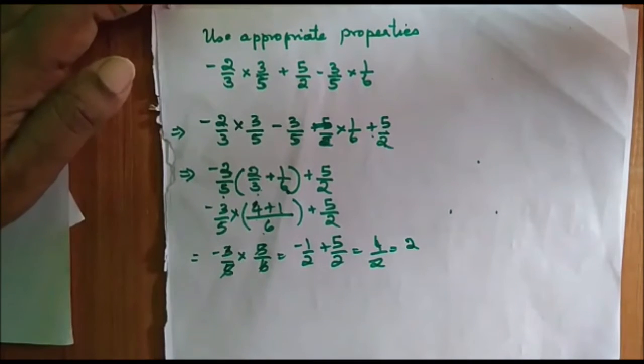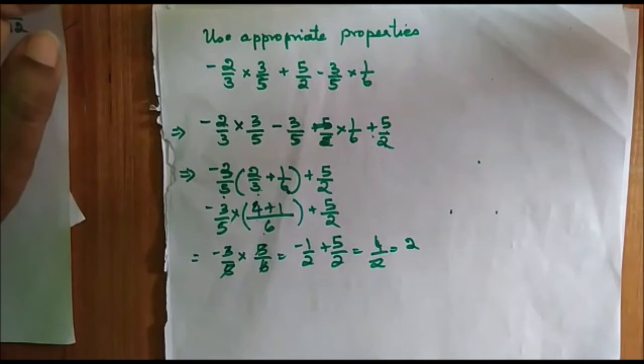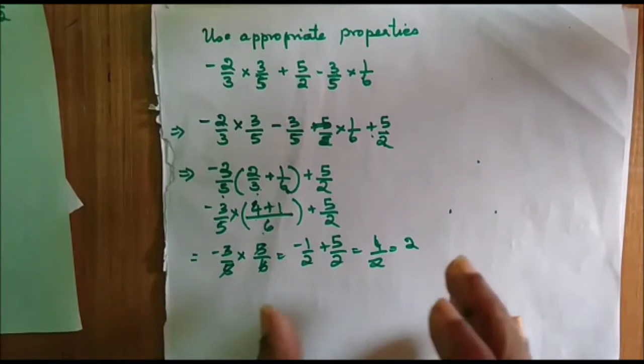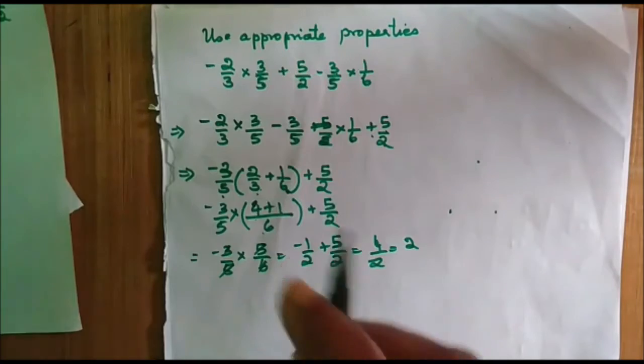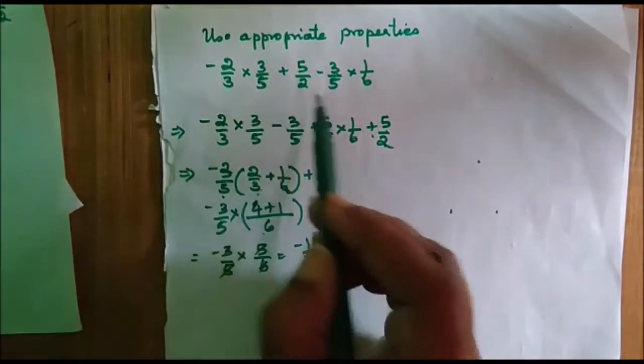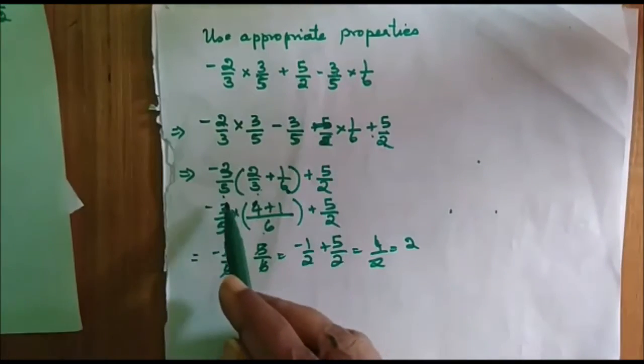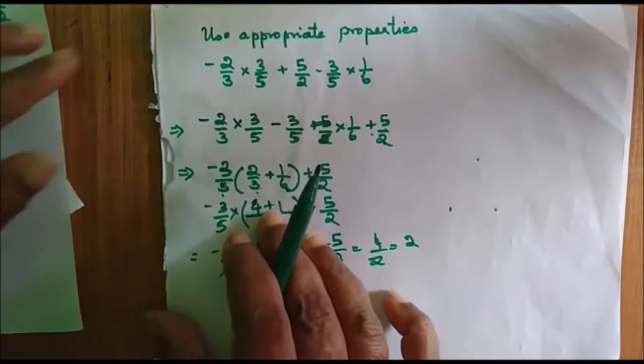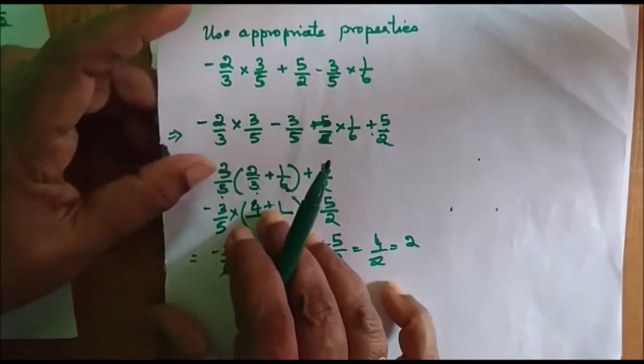So by using the distributive property as well as the associative properties, we have solved this problem. How did I do it? I brought 3 by 5 outside as a common term and I wrote it like this. Okay, this is a very important topic. You will get questions from this kind of problems.